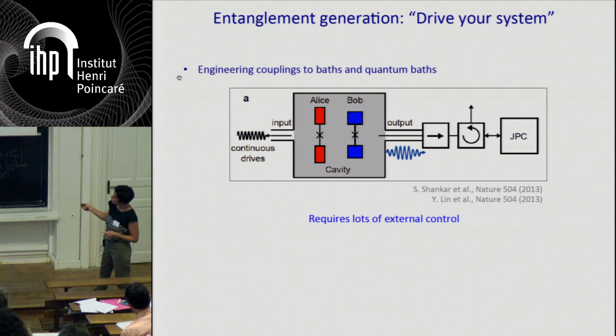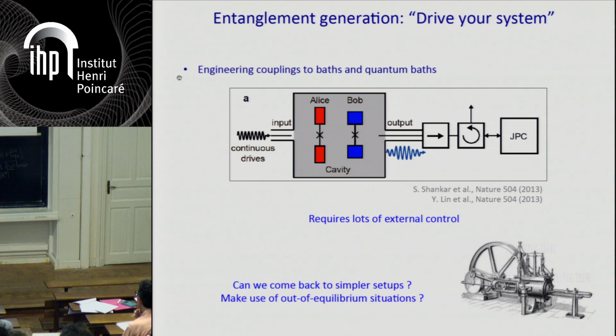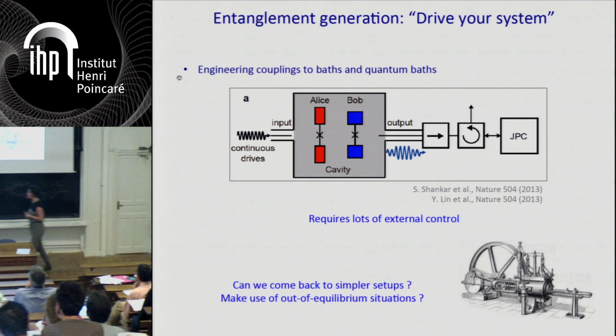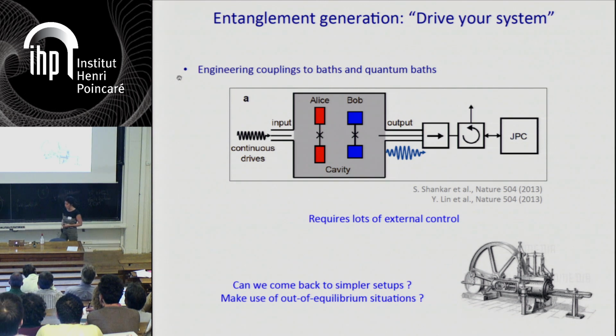So, for instance, in this experiment with superconducting circuits, they need 6 external drives, and they use some measurement and feedback that is realized via those elements to drive the quantum system into the singlet state. But this requires lots of external control and engineering. So the question that I want to ask in this talk is whether we can come back to simpler setups, in other words, to make use of out-of-equilibrium situations and see if this is enough to generate some quantum states interesting for quantum information processing.